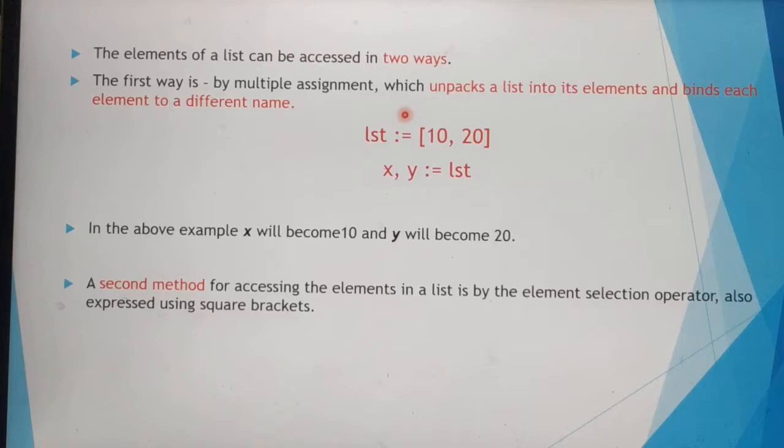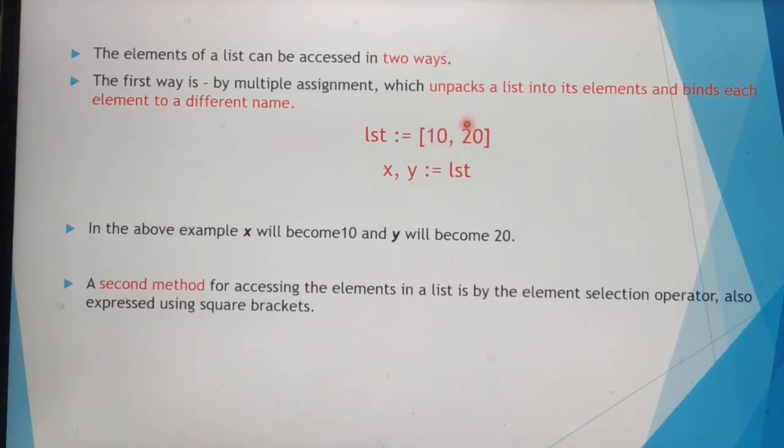Next we can see how to access list elements. The elements of a list can be accessed in two ways. The first method is by multiple assignment. Here we have a list. Here list is the list name. We have two elements, one is 10 and the second one is 20. The list elements must be in square brackets and separated by commas. Like this, any number of elements you can give in this list.